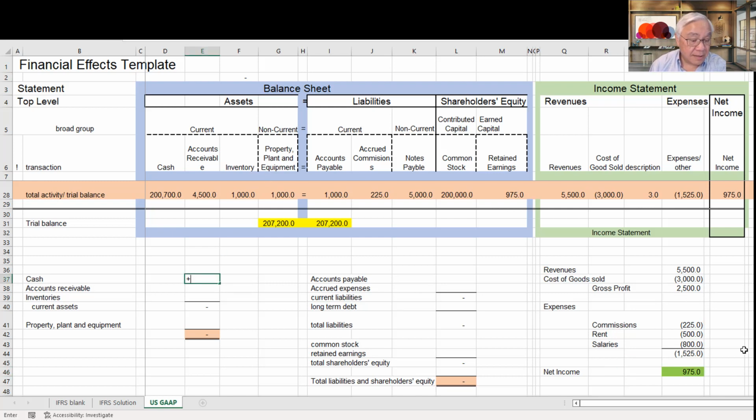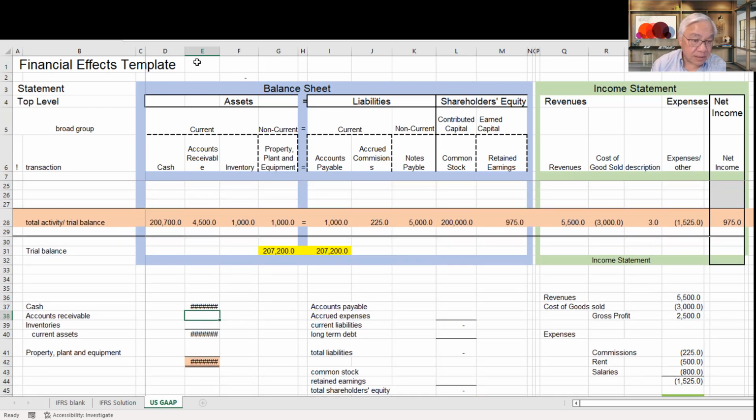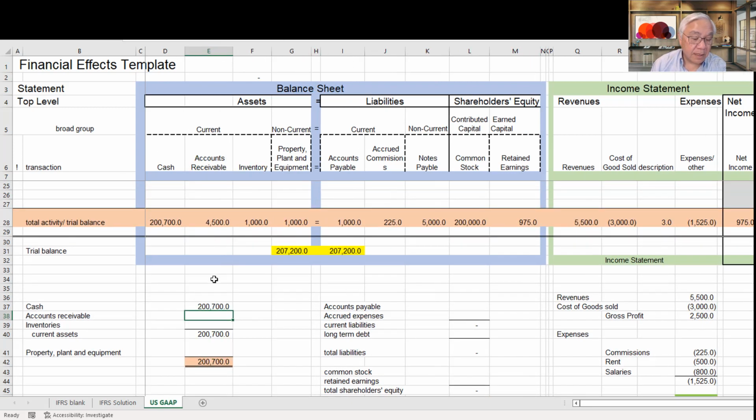Cash, that's simply saying plus that number, which we worked to get that correct. Accounts receivable, hang on, let me just make that wider. So accounts receivable, the net is this. The inventory is the net of this after all the buying and selling of inventory. So the subtotal of current assets is 206. And what do we have in PP&E? The net is this number, 1,000. So now we have 207,200. Notice that these numbers are the same, so we're in good shape.